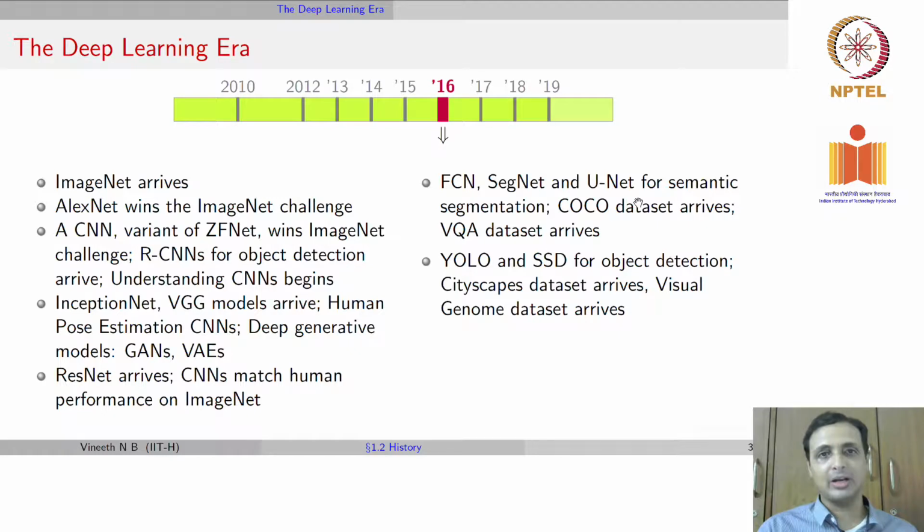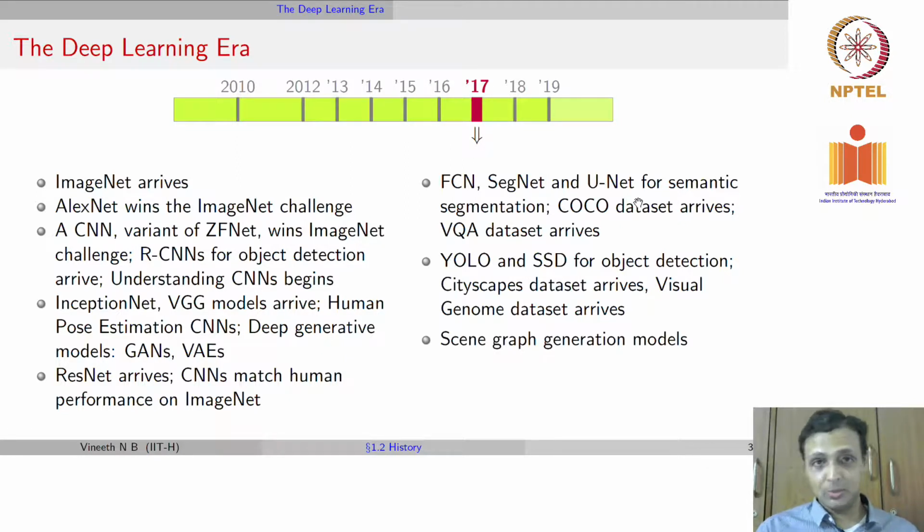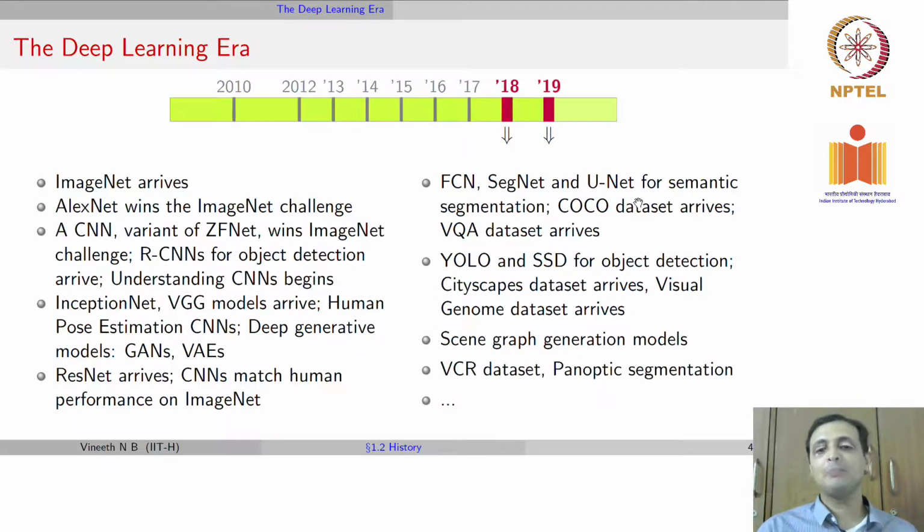In 2016, moving beyond region-based CNNs for object detection, single-stage methods such as You Only Look Once and Single-Shot Detector, YOLO and SSD, were developed. The Cityscapes dataset arrived. The Visual Genome dataset arrived, and 2017 was the start of a higher level of abstraction in understanding images, which is scene graph generation. Given an image, how do you understand what is the scene graph? A person sitting on a horse, or a man going on a motorbike, and so on.